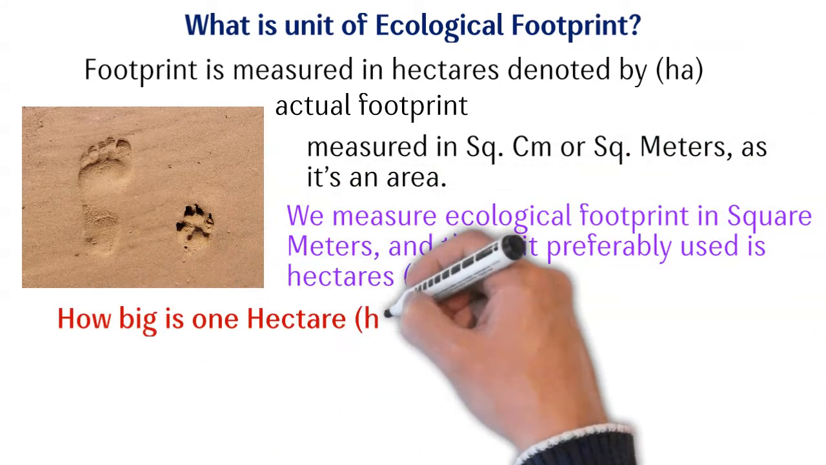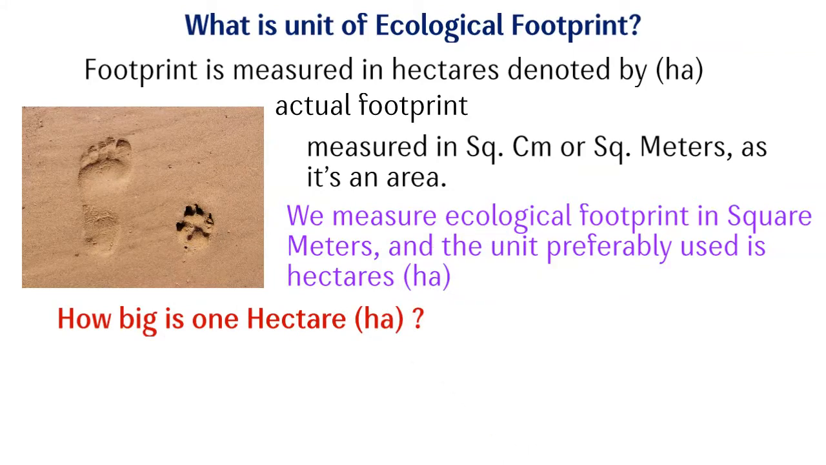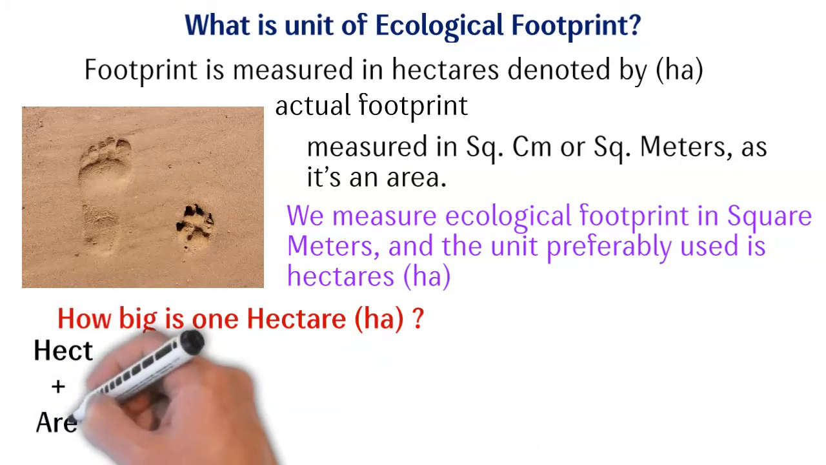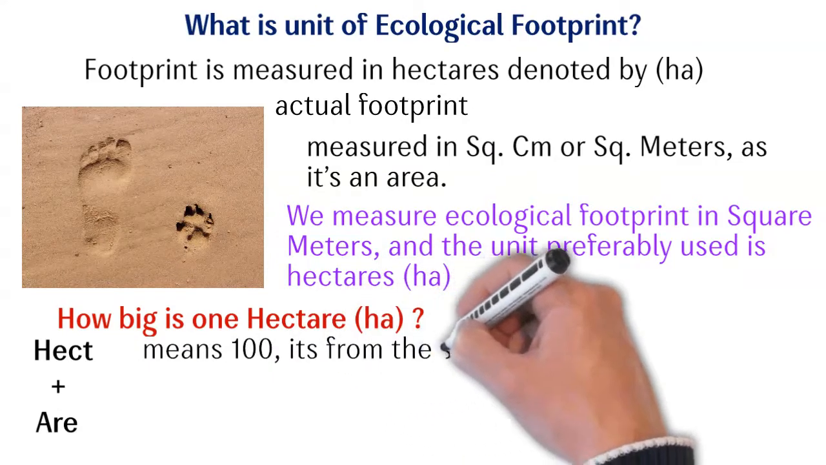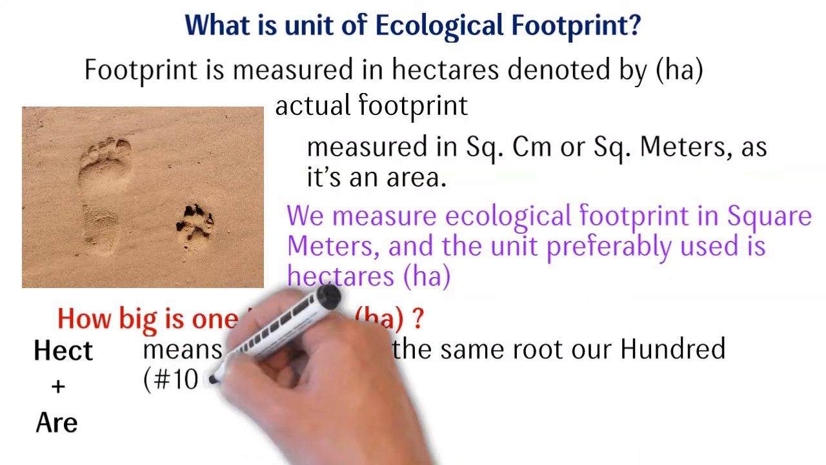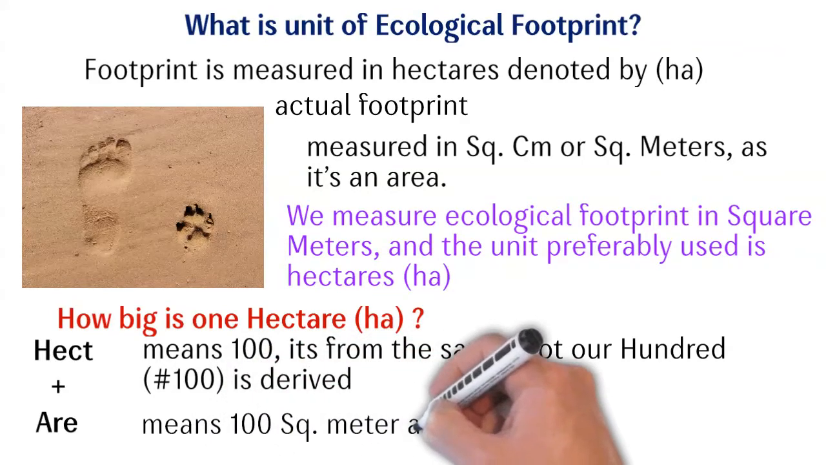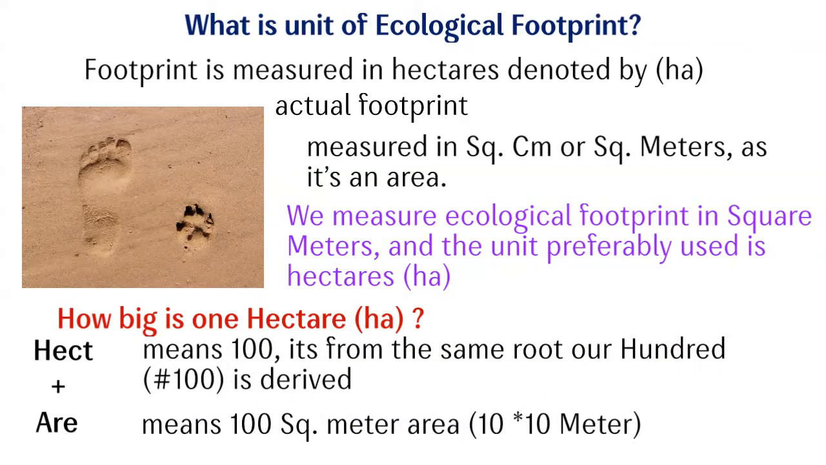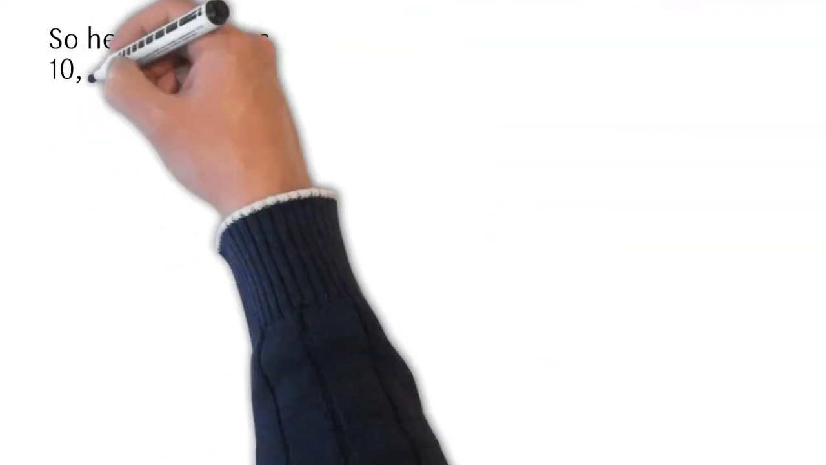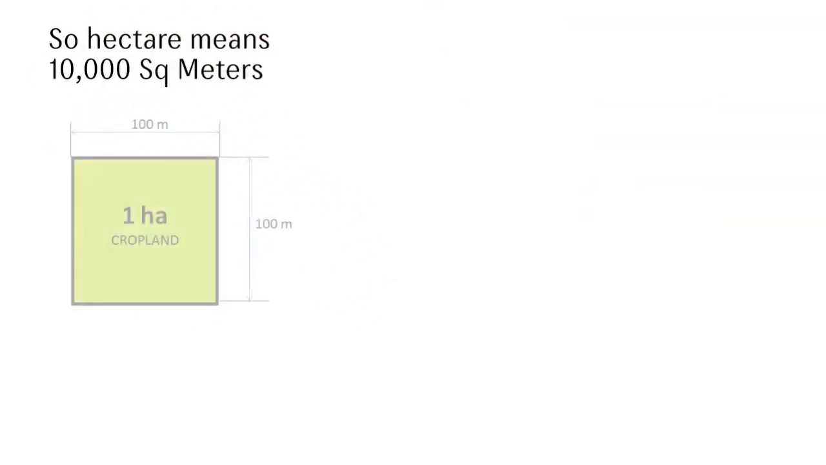How big is 1 hectare? The word hectare is made up of hect and are. Hect means 100. It's from the same root our word hundred is derived. And are means 100 square meter area, meaning 10 by 10 meters. So hectare means 10,000 square meters. You can imagine a cropland of 100 by 100 meters dimension.